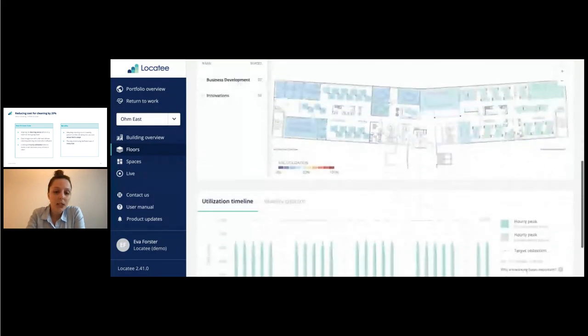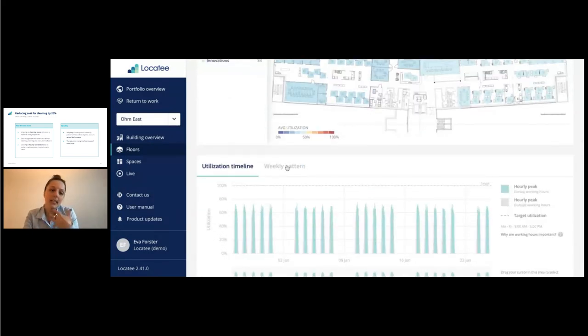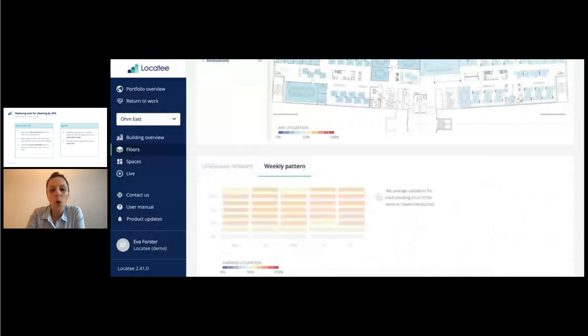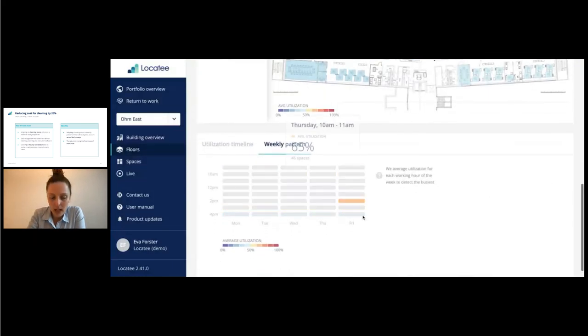To understand the potential of the cleaning schedule, we can open the weekly pattern. If we now have a closer look at this weekly pattern, we see that we have higher occupancies on Tuesdays and on Fridays. Mondays, Wednesdays, and Thursdays are a bit less occupied. Currently, the building is cleaned on Tuesday and Thursday.